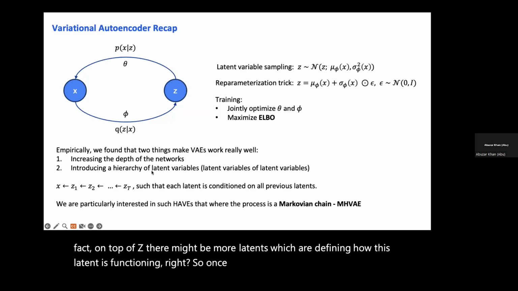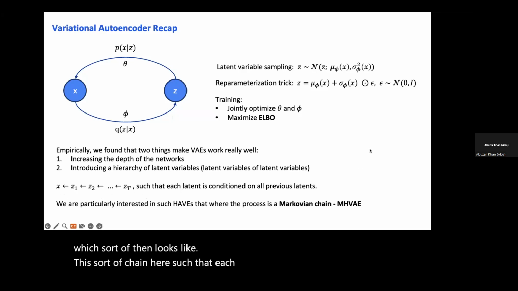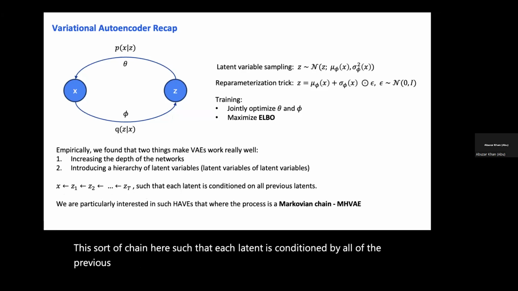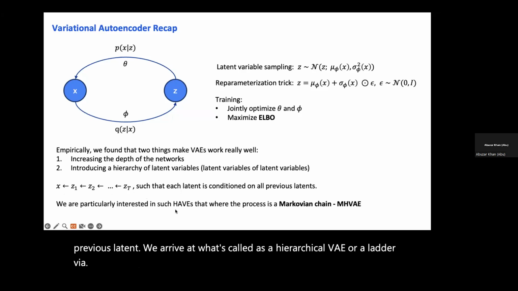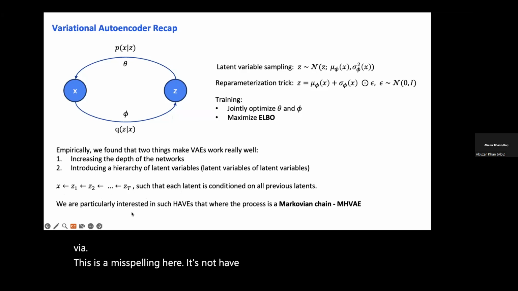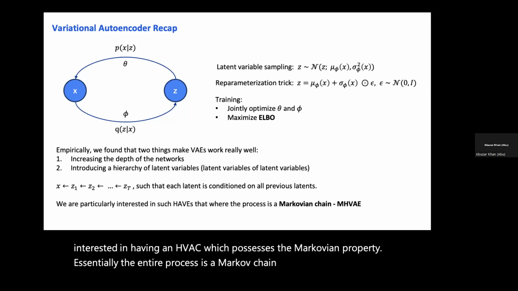So once we introduce this hierarchy of latents, which looks like a chain here, such that each latent is conditioned by all of the previous latents, we arrive at what's called a hierarchical VAE or a ladder VAE, right? This is a misspelling here. It's HVAE. And we are particularly interested in having an HVAE which possesses the Markovian property. Essentially, the entire process is a Markov chain, right?